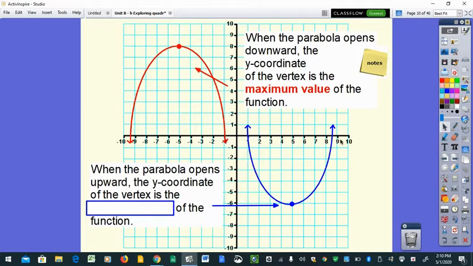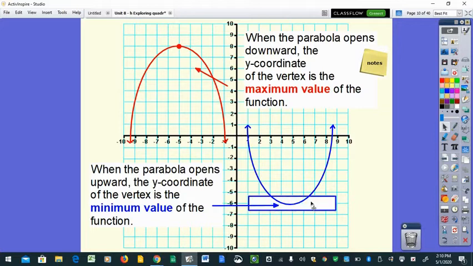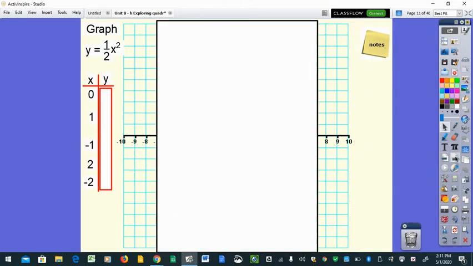If it opens up, that vertex point is no longer a maximum, because the function is going to keep going up and up. You can see the arrows, but that is now the minimum. And again, the y coordinate, in this case, the vertex is (5, -6). That function will never have a value outputted that is smaller than -6. That -6 is the minimum value of the function. So the y coordinate in the vertex is either the maximum or minimum value of the function. So let's just take a look at another one.